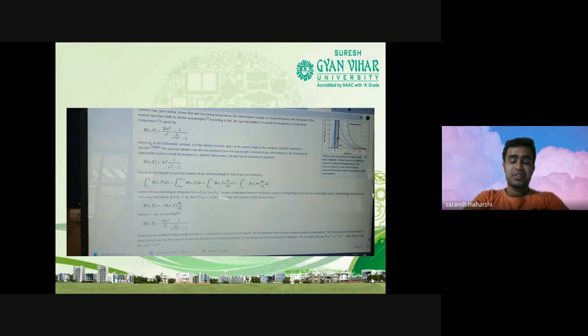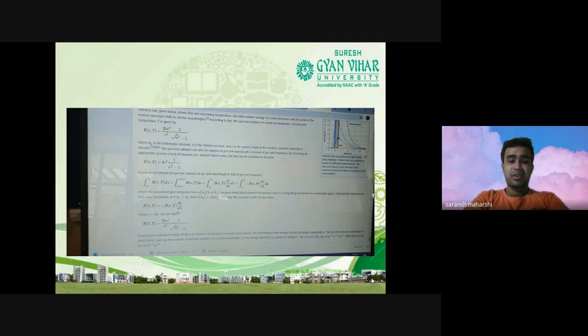The integral from λ1 to λ2 of B_λ(λ,T) dλ equals the integral of B_ν(ν,T) dν, which equals the integral from λ1 to λ2 of B_ν(ν,T) times dν/dλ dλ, where the second integral integrates from ν(λ2) to ν(λ1), because integrating forward in frequency space is integrating backwards in wavelength space.